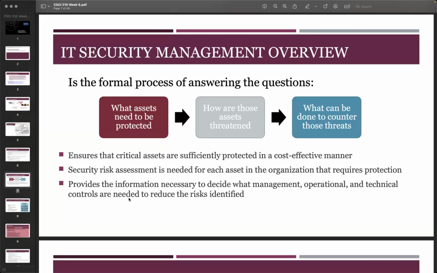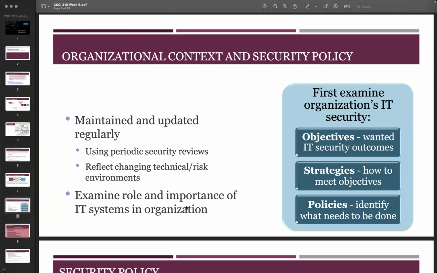And then the security risk management assessment also needs to cover each asset in the organization that requires protection. We also need to provide the information necessary to decide what management, operational or technical controls are needed to reduce the identified risk. So that's just an idea you should know.